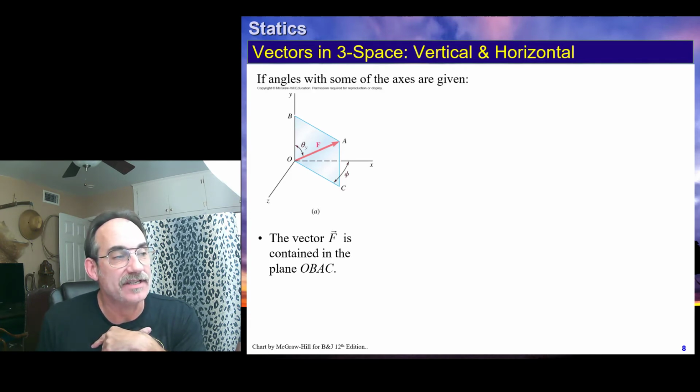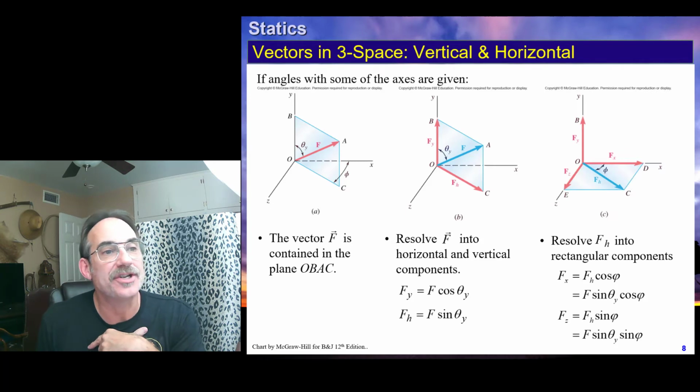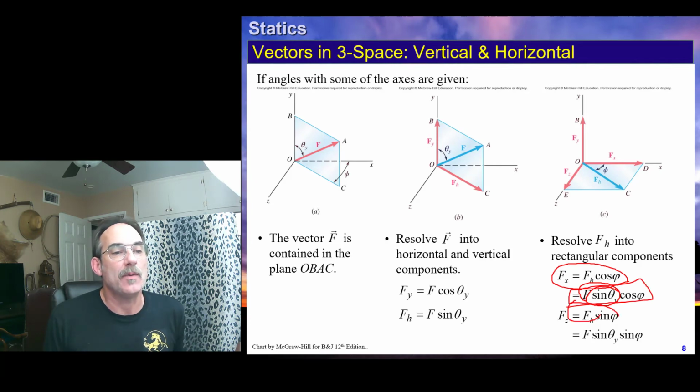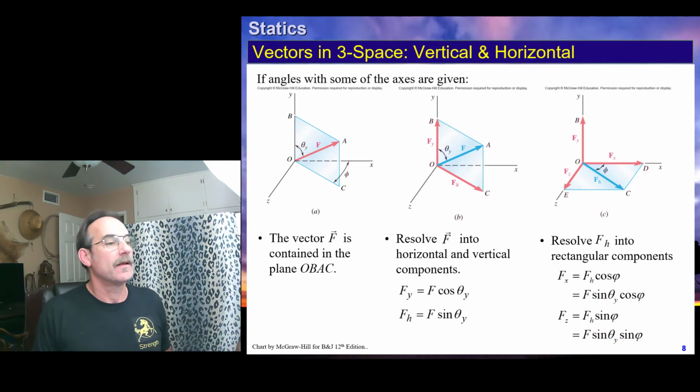We see once again we have this F, which makes an angle with the vertical and is projected onto the horizontal plane. We then use that projection to find the other two components. So our Fy is F cosine of theta y, Fh is F sine of theta y. Fx then is that horizontal component times the cosine of that phi, which, since Fh is this quantity, we can write this way, and Fz once again can be written like this. Got it? Okay.